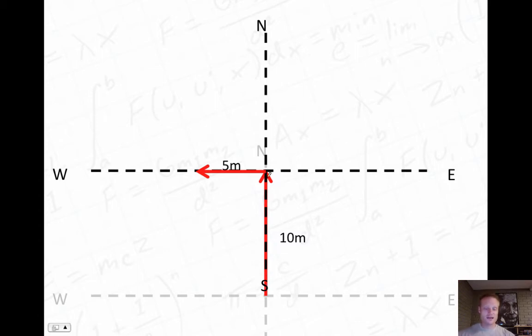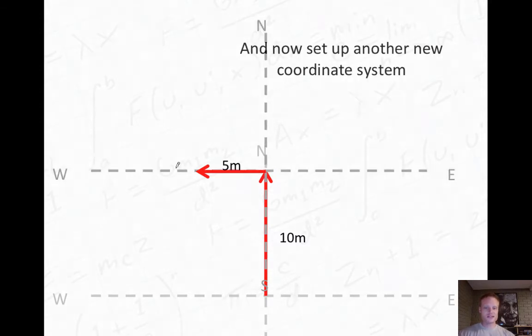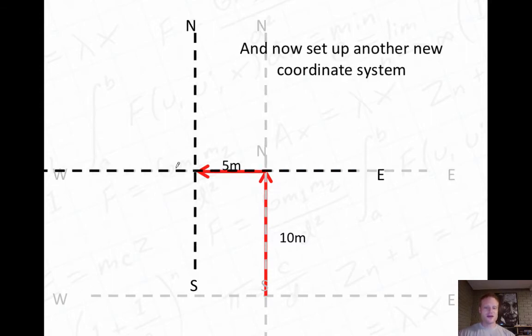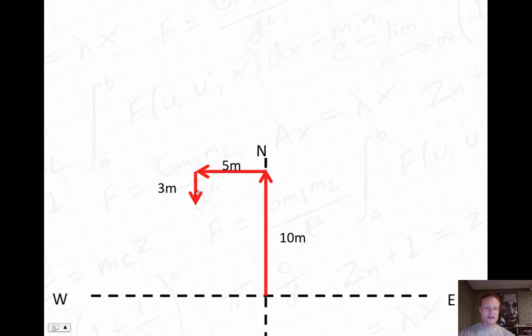Head to tail. So the head of this guy to the tail of this guy. Now set up another coordinate system, and we're going to go 3 meters south. Okay, and again, head to tail. Now, where is the resultant vector? The resultant vector starts at the tail of the first vector and goes to the head of the last vector. Okay, so it looks something like that. That blue line is the resultant vector right there.